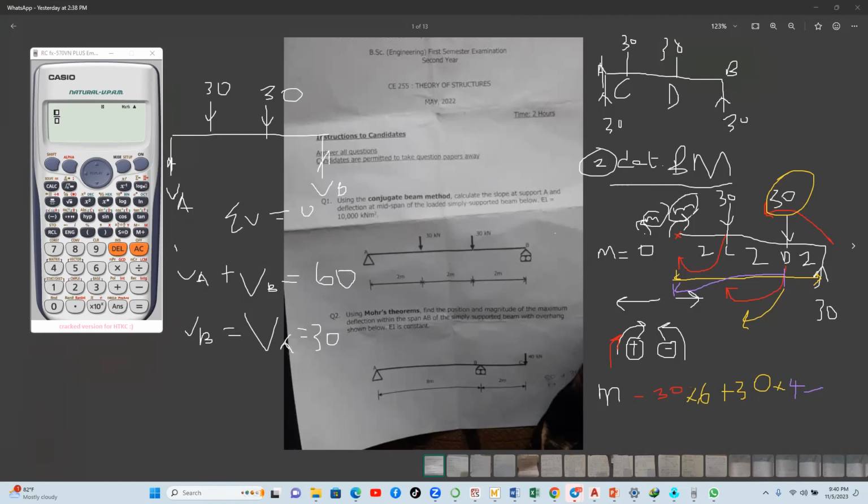Then I think that's all. No, wait. It has left with this 30. Okay. So that 30 is in this direction. It's in this direction. And that one too is going to be positive. So plus 30 times its distance is 2. The whole of this should be equal to 0.